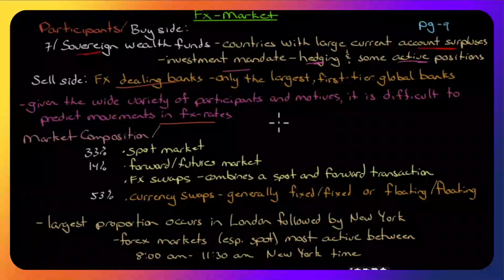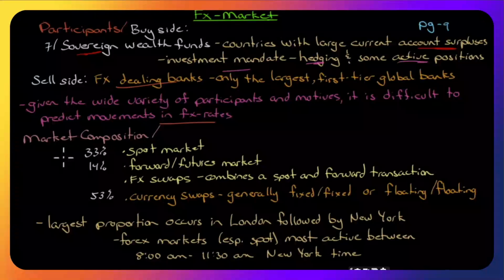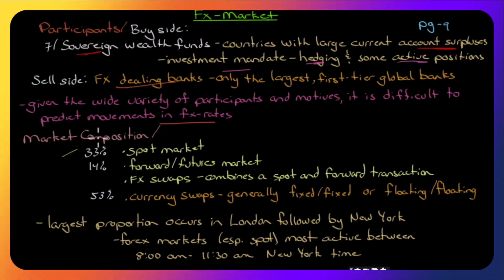Market composition, in terms of where the weight of the transactions are. In the spot market, about 33% of the volume happens there. In the forward and futures market, this is used for speculation, but primarily for hedging. Spot market is used for transactions and speculation. You get 14% there. And the reading, I think, makes a bit of a confusing mistake.